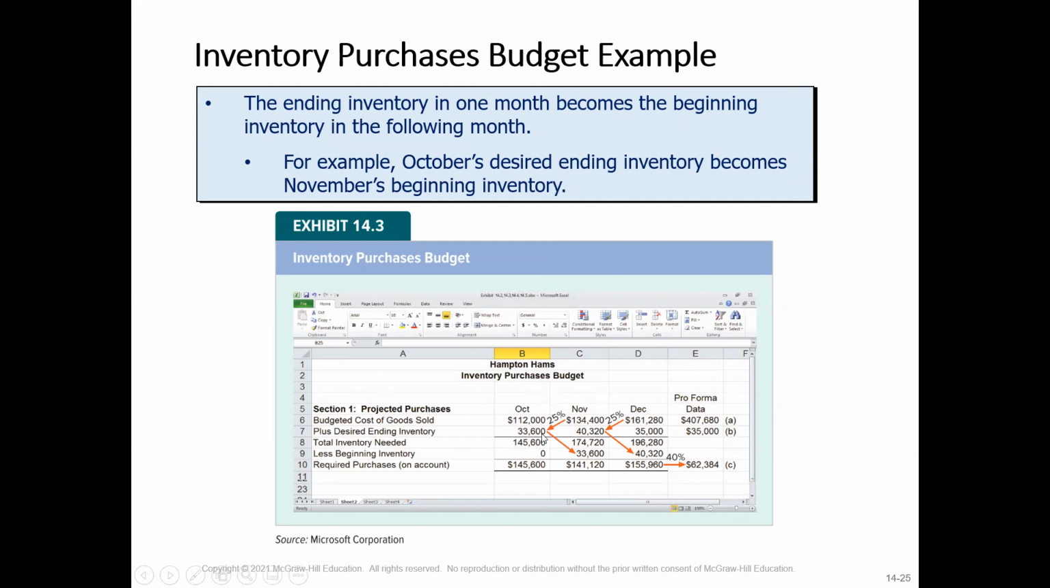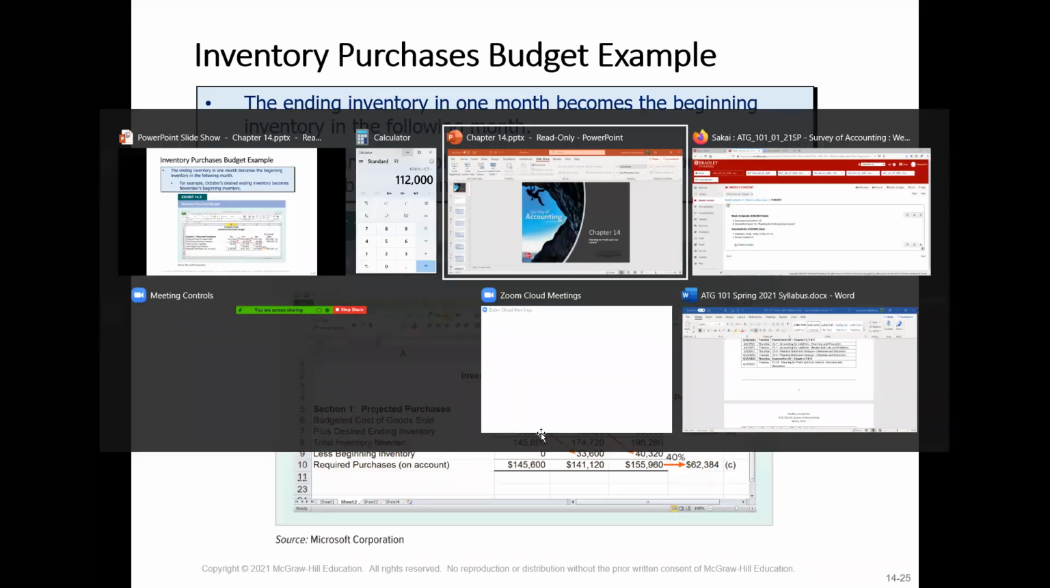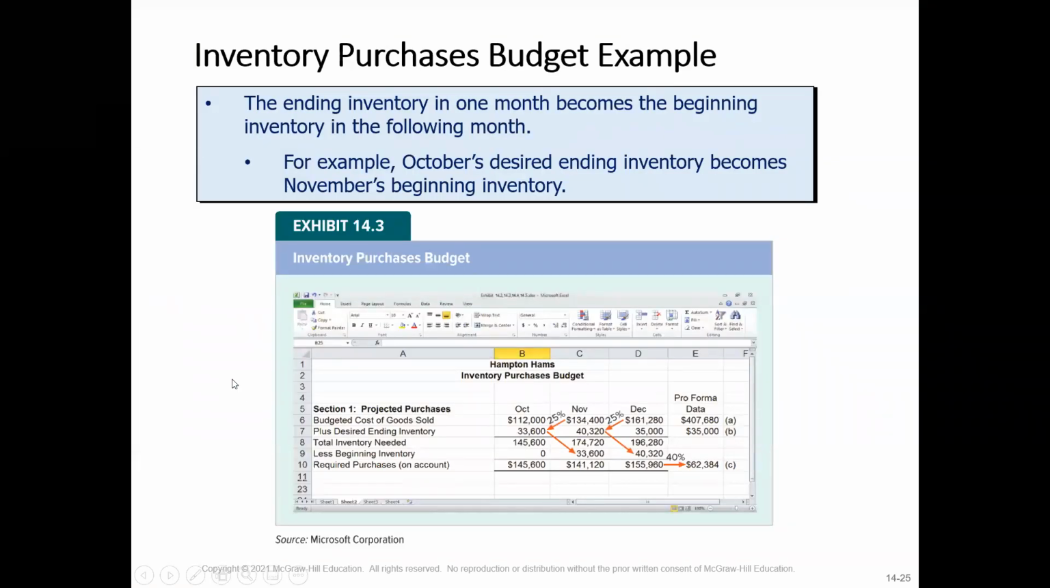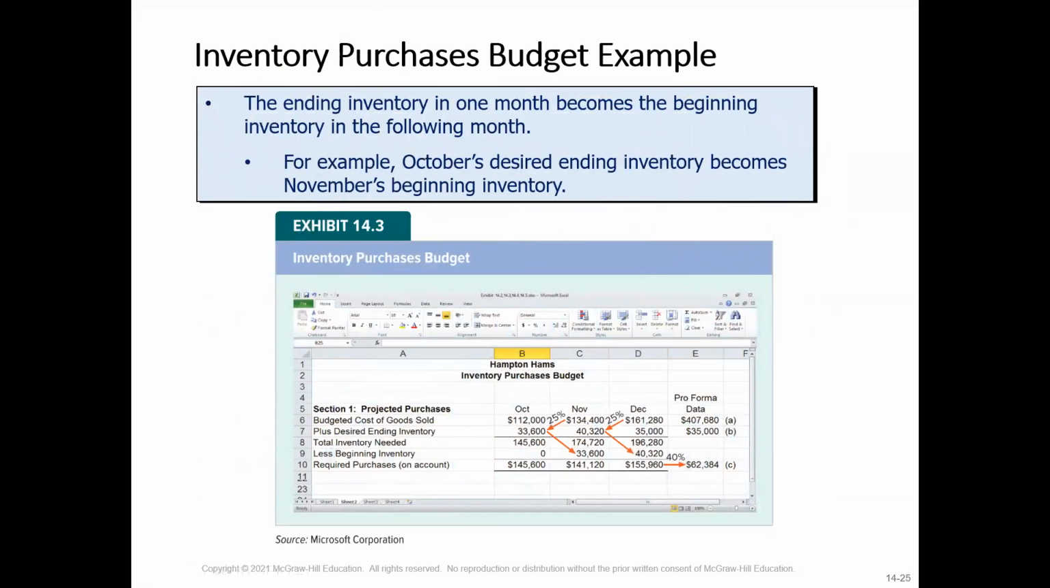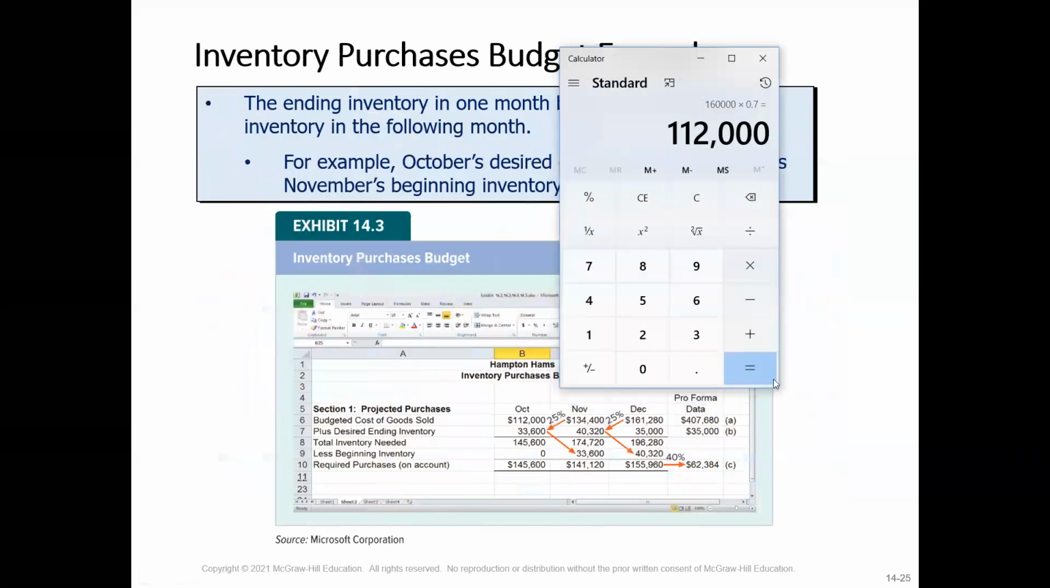Desired ending inventory is 25% from a couple of slides before of the next month's projected cost of goods sold. So we calculated our cost of goods sold for November at $134,000, which was 70% of November's projected sales of 192,000. So 134 times 25%.